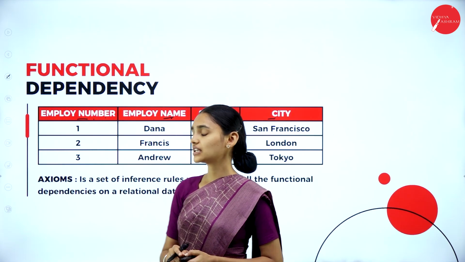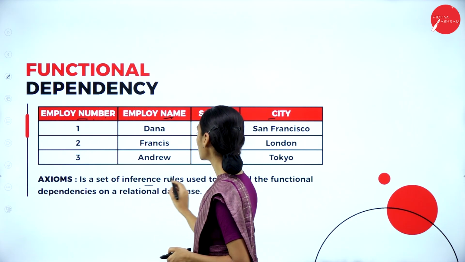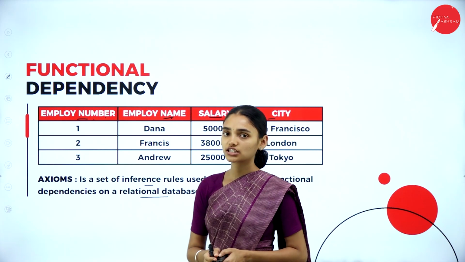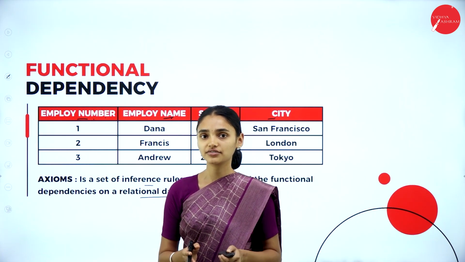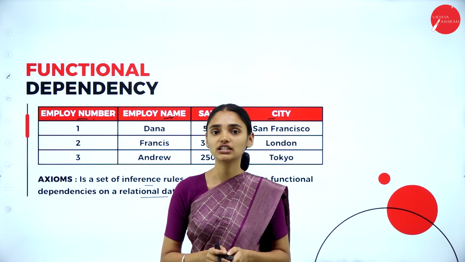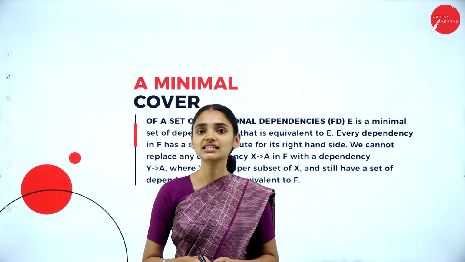Next is axioms. We have a set of inference rules used to infer all the functional dependencies on the relational database. Here we have a set of inference rules that makes sure we have all the functional dependencies on the relational database.